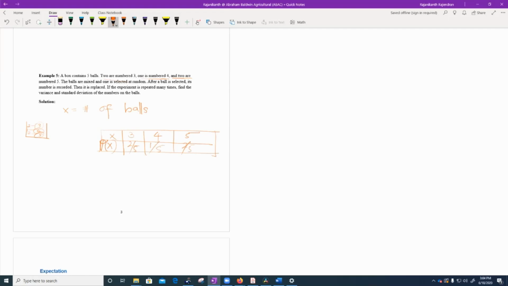All the values are between 0 and 1, and when you add these values, 2 plus 1 is 3, 3 plus 2 is 5, 5 over 5, which is 1. Yes, this is perfect.